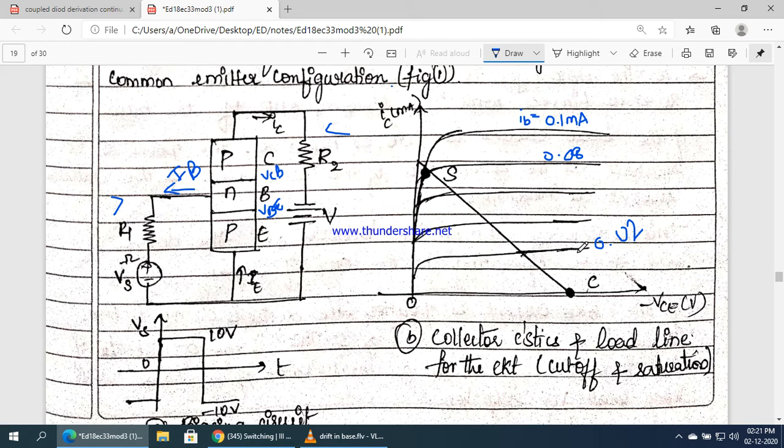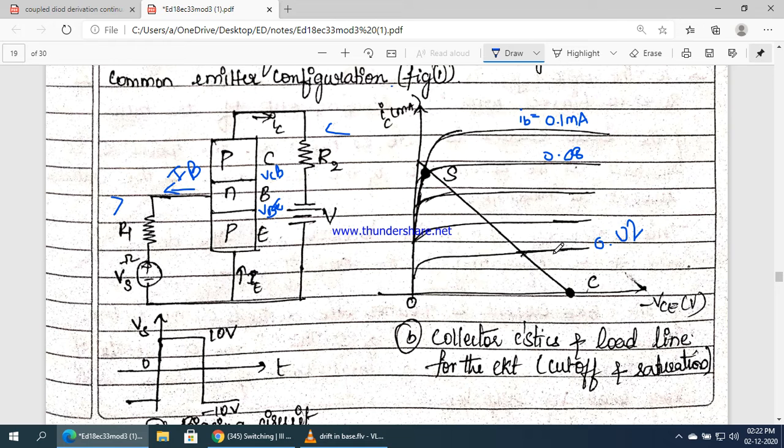For different values of base current we are getting these graphs. For example, this is the load line for the particular BJT operation. If the base current is such that the operating point of the BJT lies in this particular line, that is nothing but a normal active mode operation of a BJT.